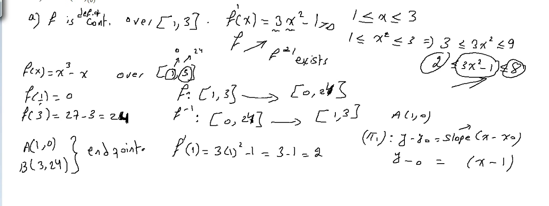What is the slope? The slope is always the derivative at the point. And I just found it here. F prime at 1, so it's 2. So one of the tangents is y equals 2x minus 2. This is tangent 1. All right? Let's go and find tangent 2.